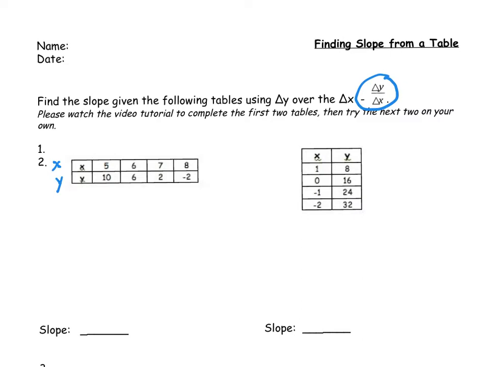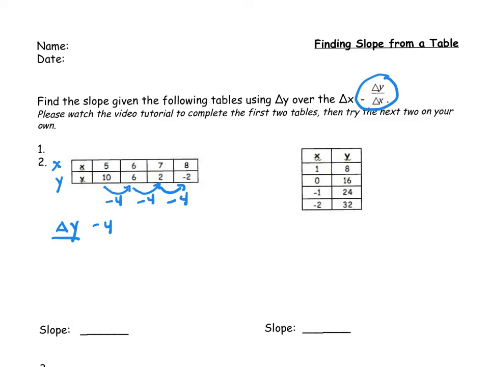So I'm going to start on the bottom, and then when I go from 10 to 6, I'm going down. Therefore, it's minus 4. 6 to 2 is going down, so it's minus 4. And 2 to negative 2 is also minus 4. So my change in y, which should go on top, is negative 4.